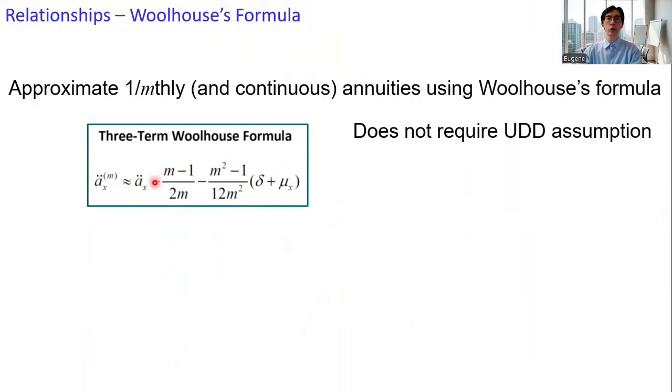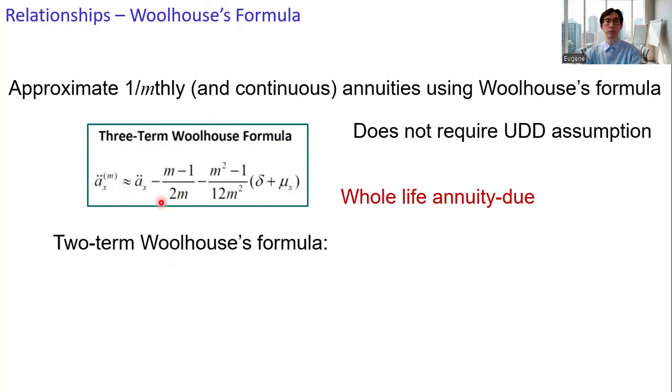This is a three-term Woolhouse formula, and this applies to the whole life annuity due. If you are asked to use the two-term formula to do the approximation, you simply extract the first two terms and you get the two-term Woolhouse formula.